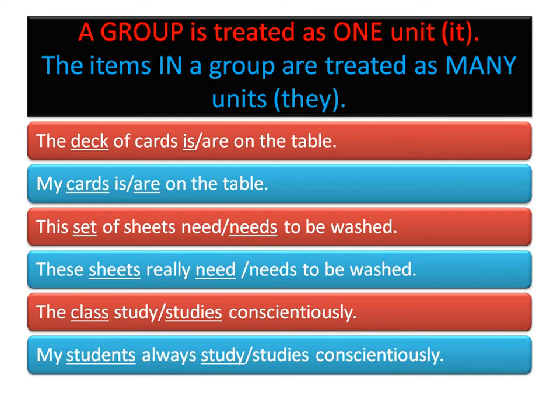Let's look at one more example that might be very familiar to you. The class studies conscientiously. The whole class as one unit is an it. It is my morning class. The class studies conscientiously. The class is doing well. My students in the class, all of them, always study conscientiously. My students here are a they.